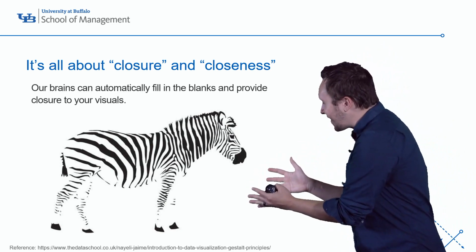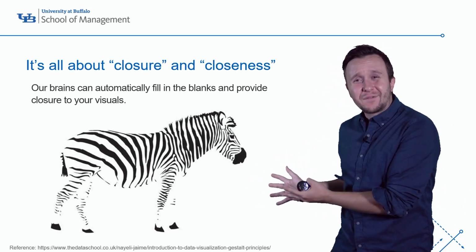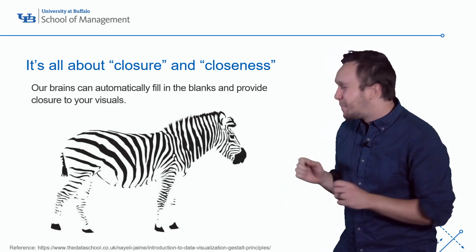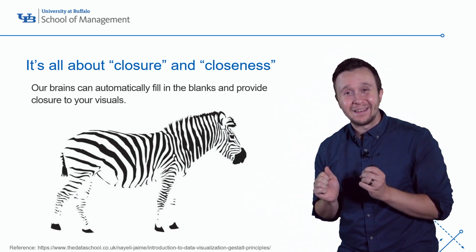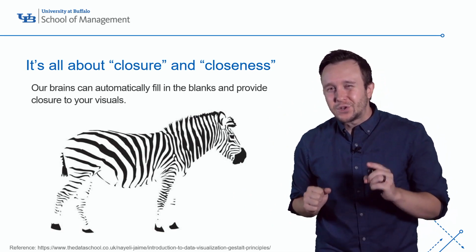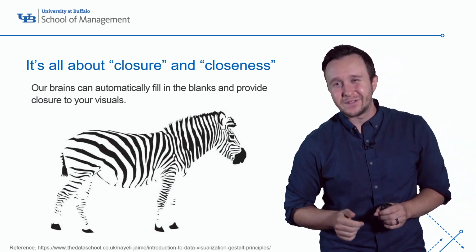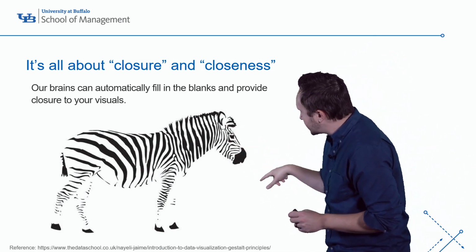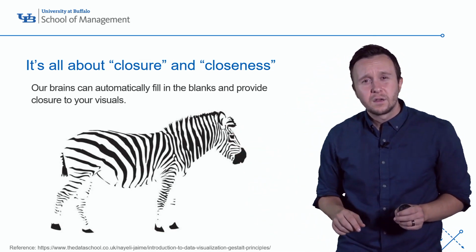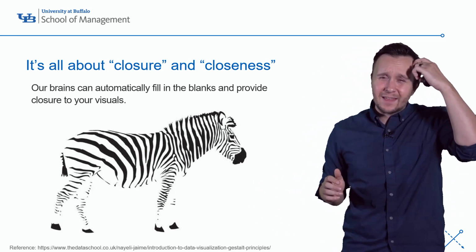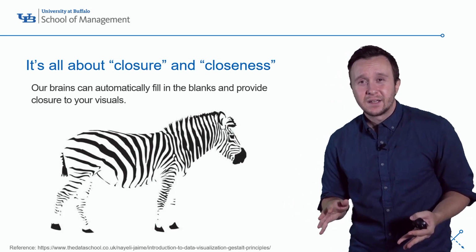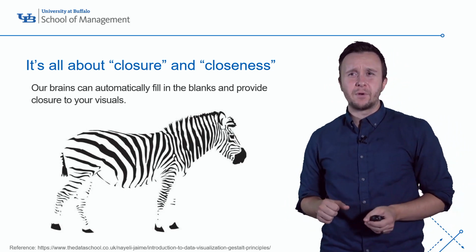Well, if you look over here, you might perceive that as a picture of a zebra. But I need you to look a little bit closer at it. And if you do, what you'll see is that that's not a picture of a zebra. In fact, it's just a series of shapes that are shaded in black with white space in between them. There are no lines connecting those shapes. So there's no picture of a zebra.